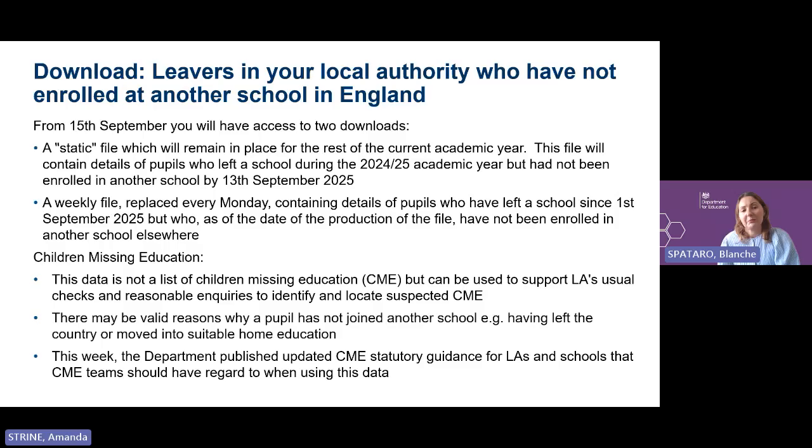And a second download, which will be a weekly file replaced every Monday, containing pupils who have left a school since the 1st of September, but who, as of the date of the production of the file, have not been enrolled in another school elsewhere. It's worth noting that this is not a list of children missing education, but it can be used to support LA's usual checks and reasonable inquiries to identify or locate suspected children missing education. There may be valid reasons why a pupil has not joined another school, for example, having left the country or moved to a suitable home education.